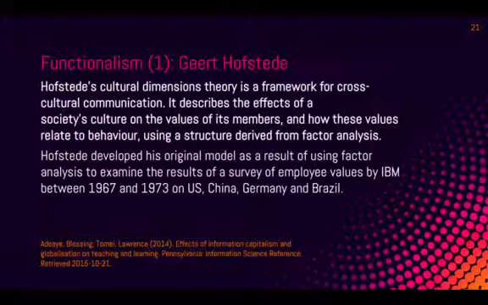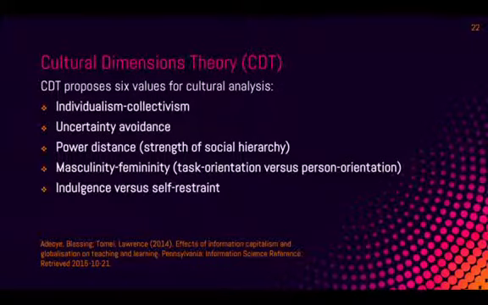There's a link to an article where you can read a bit more about this down the bottom. The main elements of cultural dimensions theory Hofstede proposed were individualism versus collectivism, uncertainty avoidance, power distance, the strength of the social hierarchy, masculinity, femininity, task orientation versus person orientation, and indulgence versus self-restraint. So what were some of the criticisms of this?